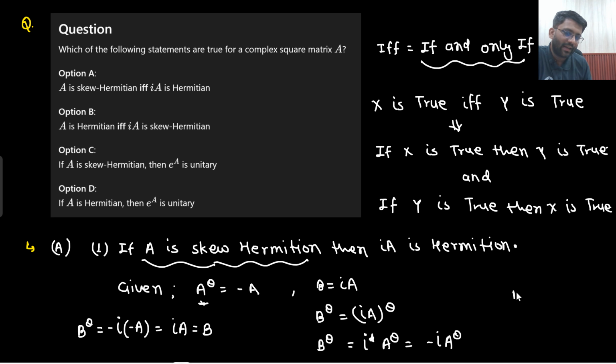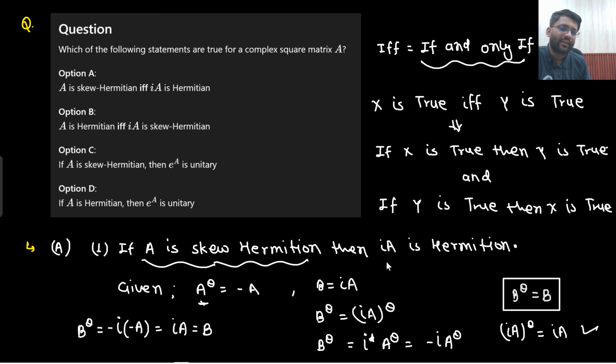So what you have seen as a conclusion, B theta is coming out to be B. What does that mean? B theta is coming out to be B, or you can say IA theta is coming out to be IA. What does that mean? That IA is a Hermitian matrix. So this statement is true. But can I click on this option now? No. I have to check the opposite as well, right? That means if IA is Hermitian, then A is Skew-hermitian.